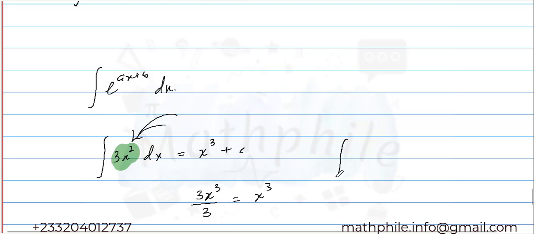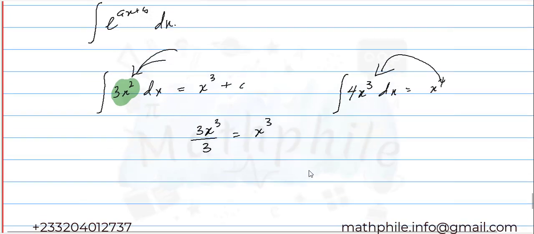Similarly, if you come across, let's say, 4x raised to the power 3, I can see that the answer to this question is basically x raised to the power 4, because when you differentiate x raised to the power 4, you get 4x raised to the power 3. So which function would you differentiate to get whatever is inside the integration? That is the main thing you need to pick up from this.